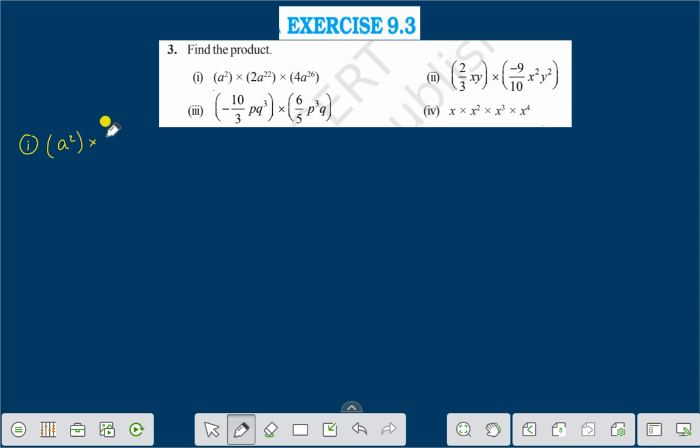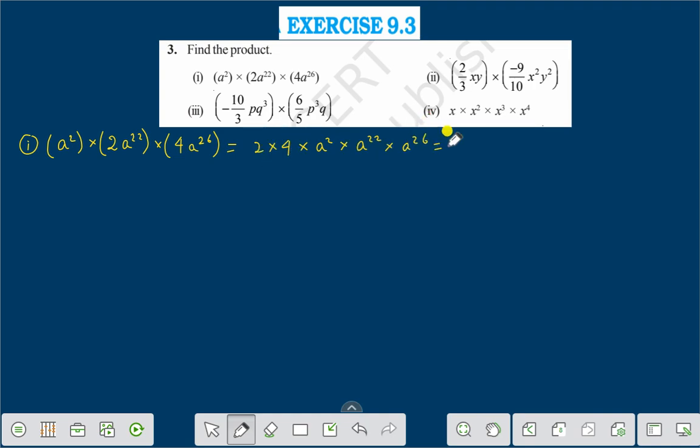Number 1 you see here is a square into 2 to the power 2, a to the power 22, into 4, a to the power 26. First of all, we'll multiply the numbers, that is 2 into 4, into a square, into a to the power 22, into a to the power 26.